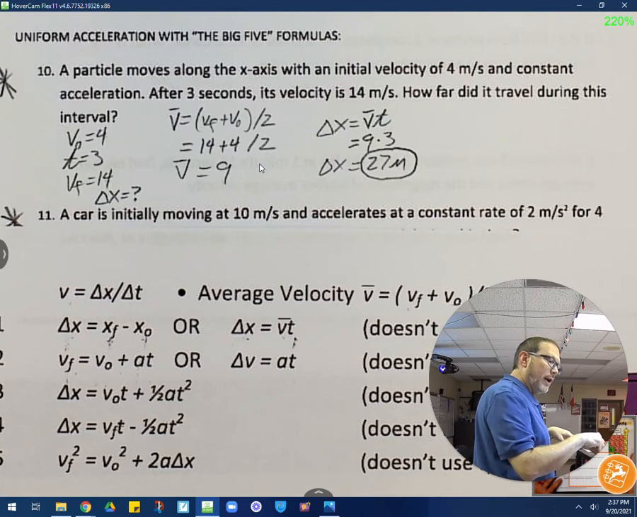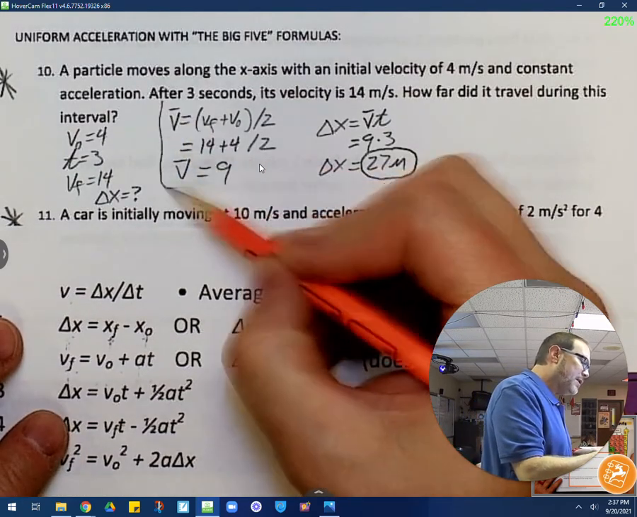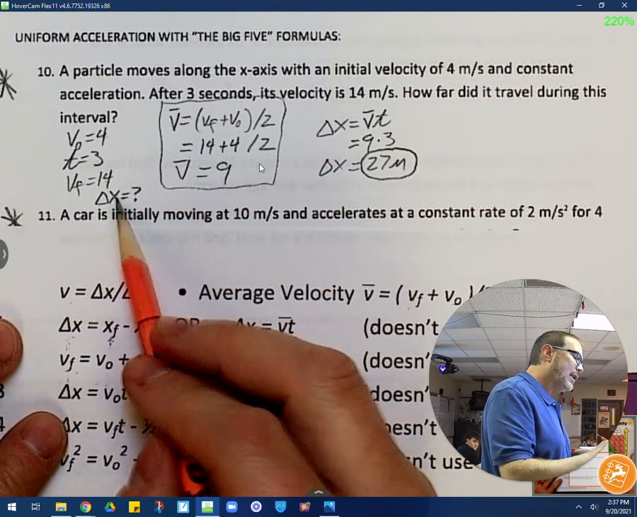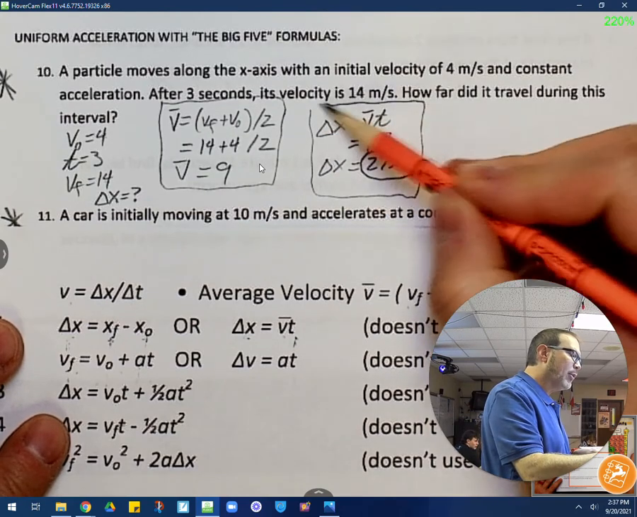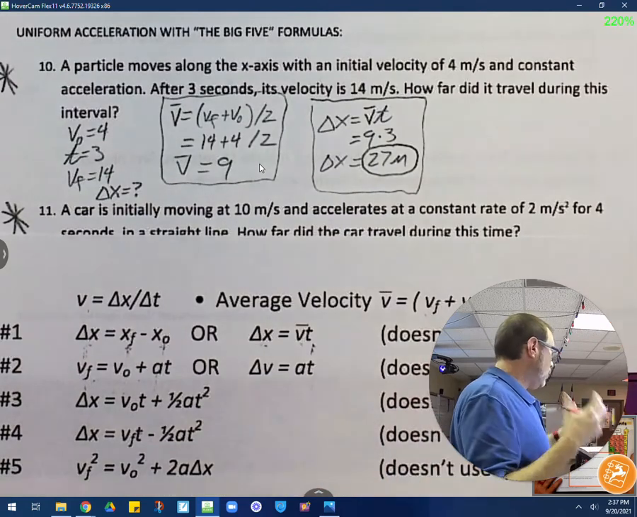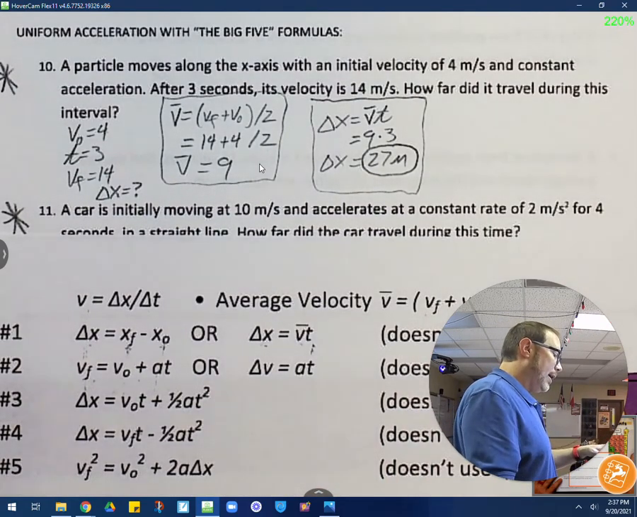Okay. All right. So on this one, we did have multi-steps, right? We had this first step where we had to find the average velocity so that we could use Big 5 number 1. And then the second step where we used Big 5 number 1, right? But again, that's something that's going to come with some practice. Look at number 11.